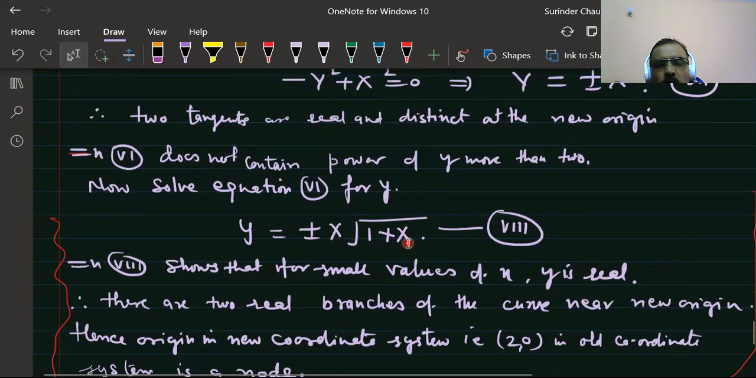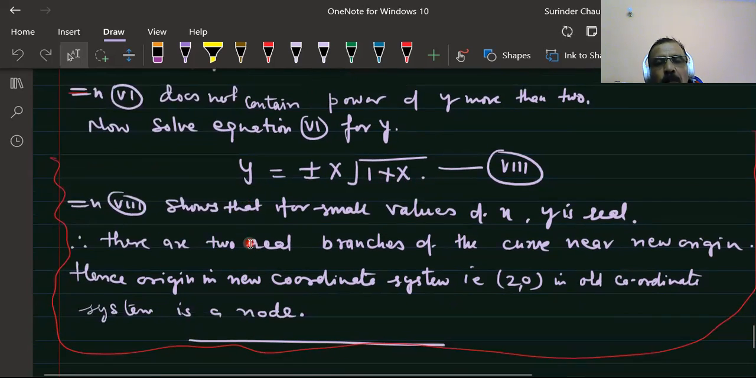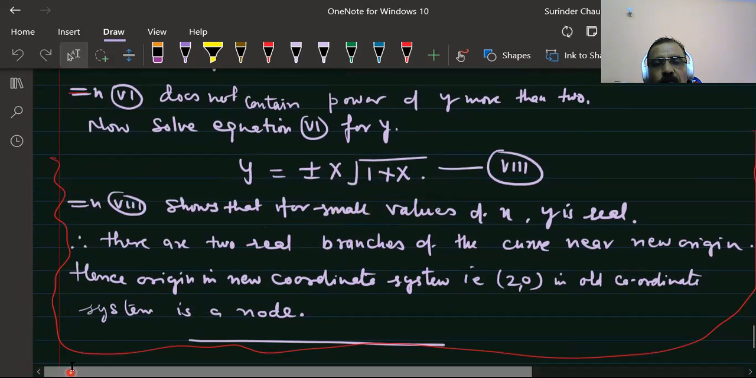whether left of 0 or right of 0, 1 plus x will be positive, since x is very small compared to 1. So this comes out to be real. This implies that for small values of x, whether to the left of 0 or right of 0 of the new origin of the coordinate axes, we are getting real values of y. This implies the double point, the new origin, is not a conjugate point but is a node. Thank you.